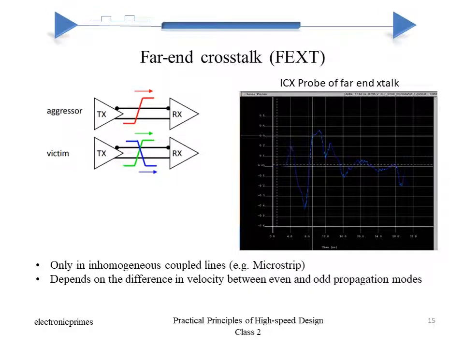And second is far end crosstalk. So aggressor and victim with transmission, receivers, with driver and receiver, as you see how it flows. And this happens only in homogeneous coupled lines, for example microstrips. It also depends upon the difference in velocity between even and odd propagation modes. And towards the right you can see the ICX probe of far end crosstalk, how it appears.